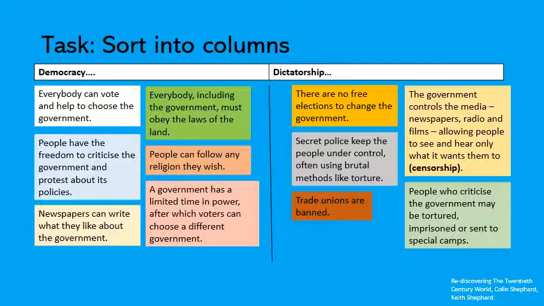Well done everybody for completing the first task, and your list should look something like this. So under democracy, we have everybody can vote and help choose the government. People have the freedom to criticise the government and protest about its policies. Newspapers can write what they like about government.